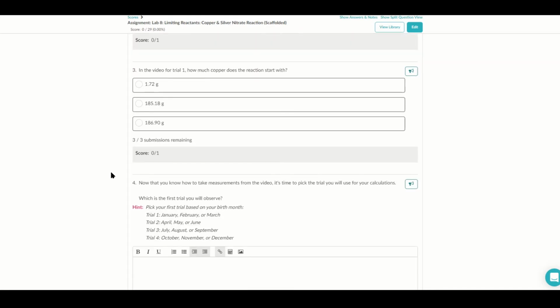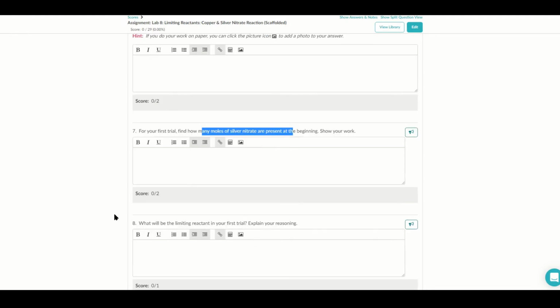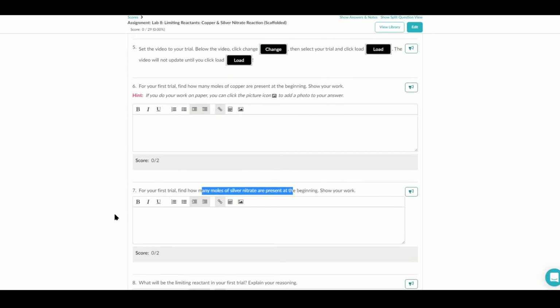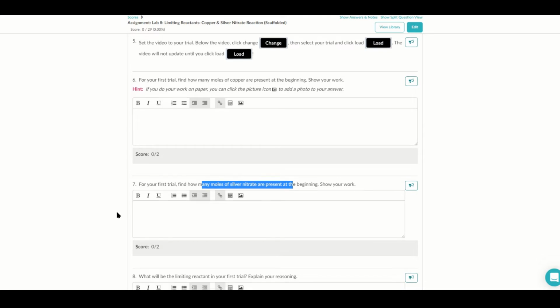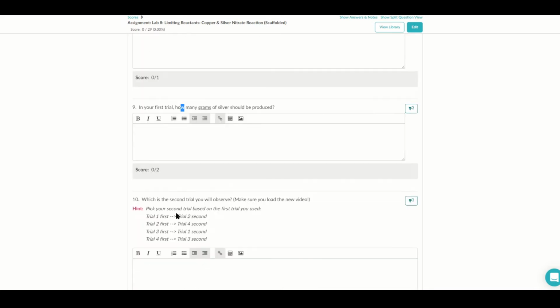So the purpose of part 2 is that you are going to calculate how many moles of copper, how many moles of silver nitrate you started with. Okay, so that's your first thing that you have to do. That's the first thing on your to-do list. And I'm going to show you an example of how we do this, right? So from there, you will determine the limiting reactant and then how much silver should be produced theoretically, right?